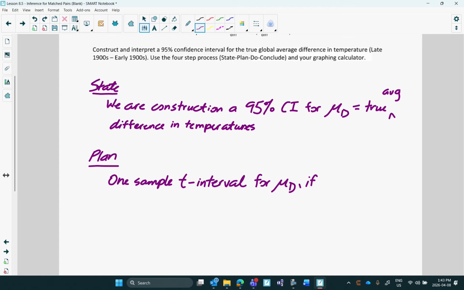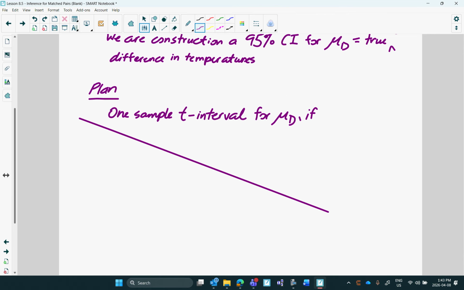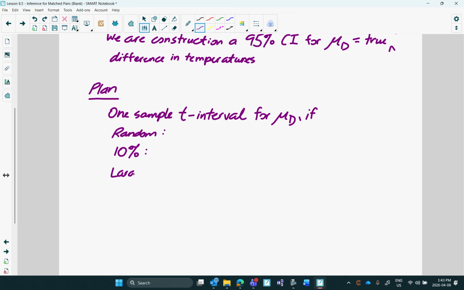And then we go to the conditions. Okay? So remember the conditions, and we're dealing with means again. So it's random, which is the same for both means and proportions. It's 10%, which is the same for means and proportions. But for means, we don't use large counts, we use large sample. We use large counts for proportions.